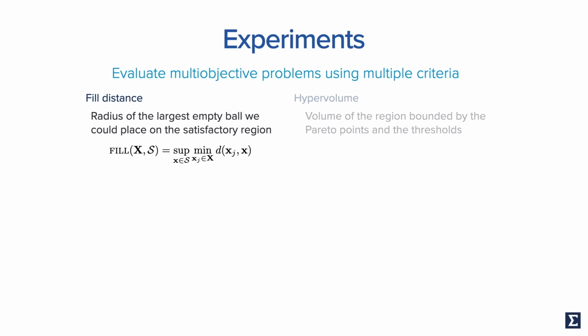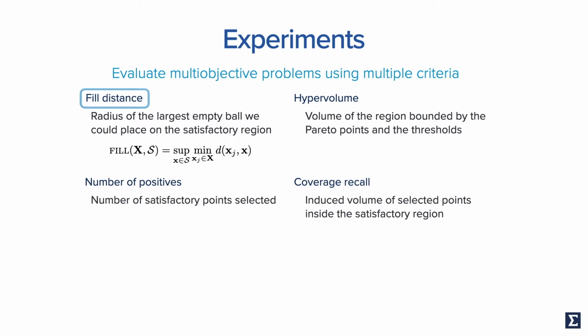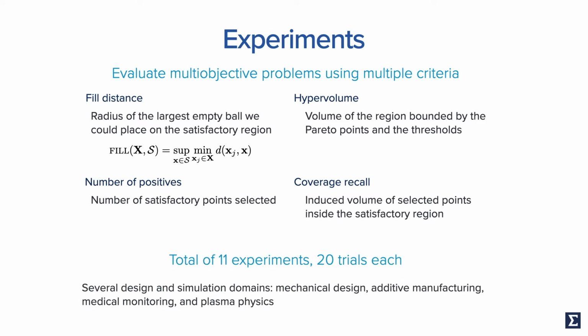In our experiments, we evaluate several baselines according to multiple criteria. Field distance, which measures the diversity of our sampled points. Hypervolume, which is a standard optimization criterion. Number of positive points, how many samples meet the constraints. Coverage recall, which is the area induced by our sampled points.